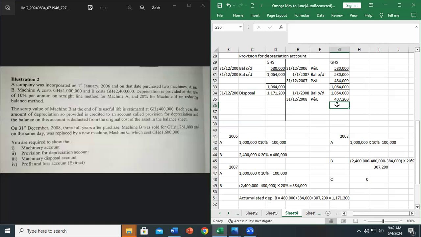So the total is going to be 1,471,200. So you less the 1,171,200. We are going to get a balance of 300,000 as the balance carried down. Yes, December 2008.